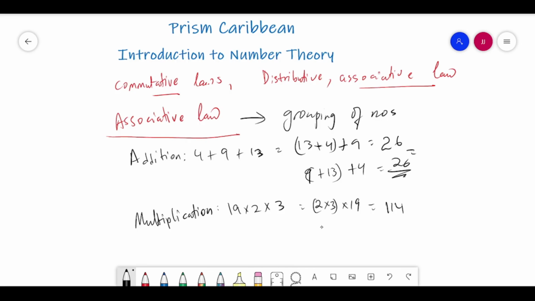Let's say we decided to do it a different way. Let's say we decided to go 19 by 3 multiplied by 2. Of course, plugging that into a calculator, we will get back the same answer of 114. Hence, we know the associative law holds true for both addition and multiplication. But this will not hold true for subtraction or even division as seen before.